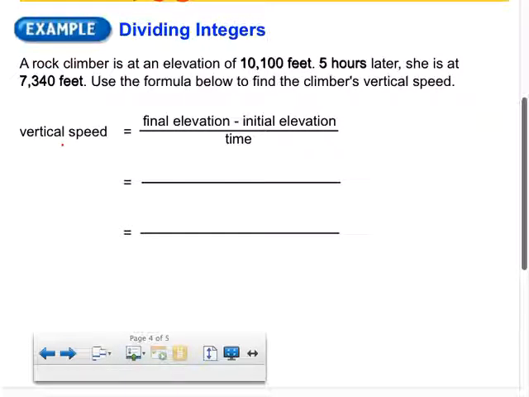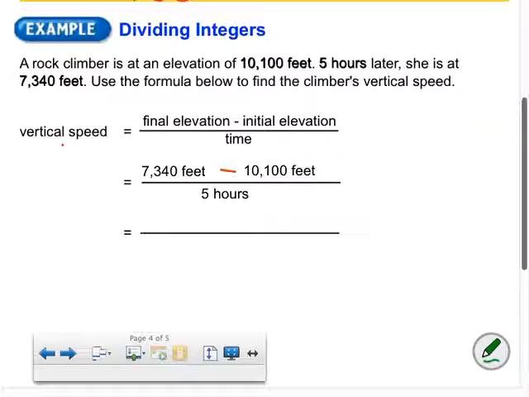10,100. A lot of students want to say the largest number. It is the initial, 10,100, right? That's where she started. And then after some time, she ended up where? 7,340, right? And the formula says to take the difference, right? And then we take the difference of that and divide by what? Time, which is 5 hours. Okay? So, let's work this out.